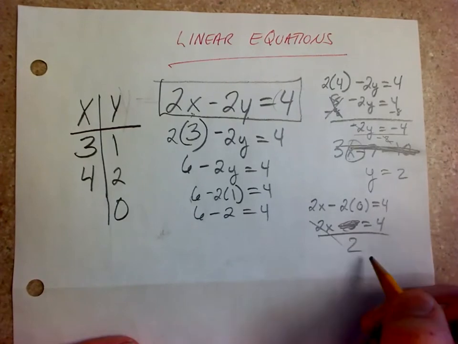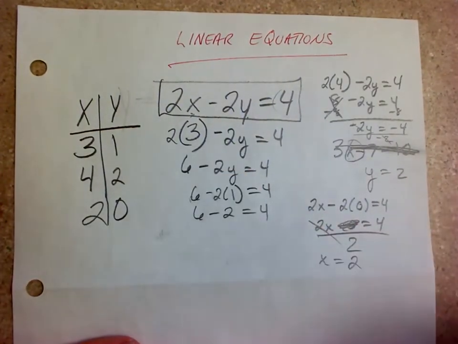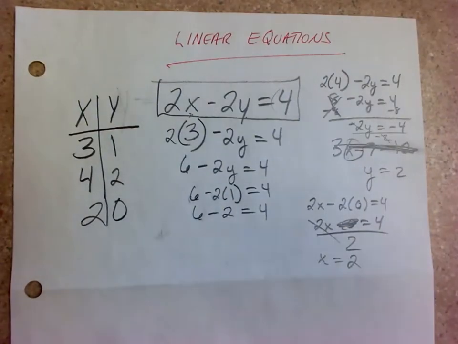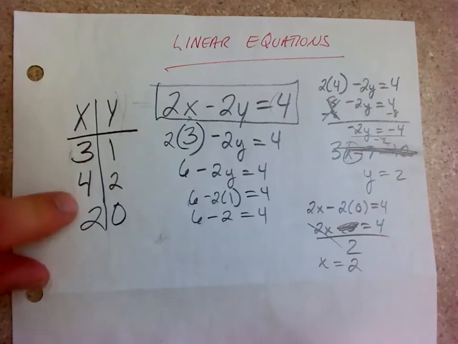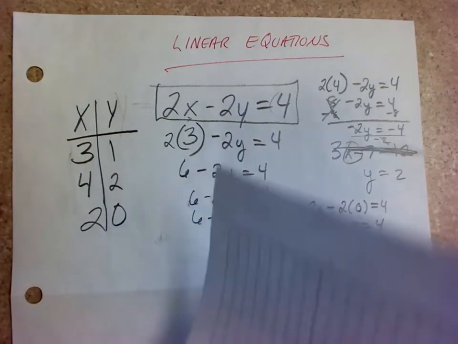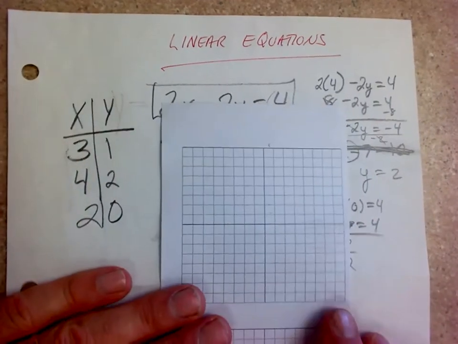Divide everything by 2. X equals 2. Okay, so we come up with 3 different sets. Again, as far as the homework goes, the 3 ordered pairs that you come up with may not match the 3 that somebody else comes up with. That's okay, because remember, this is just a representation.